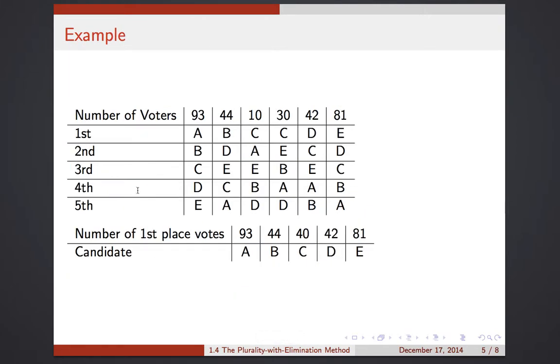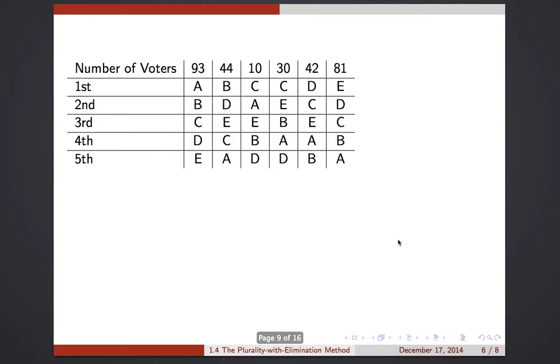So here's a big example with 5 candidates. The first thing you notice is that A has 93 first place votes. These 93 people voted for A. B has 44 first place votes. These 44 people ranked B first. C has 40 first place votes. These 10 people and these 30 people ranked C first. So C has 40 first place votes. D has 42. E has 81.